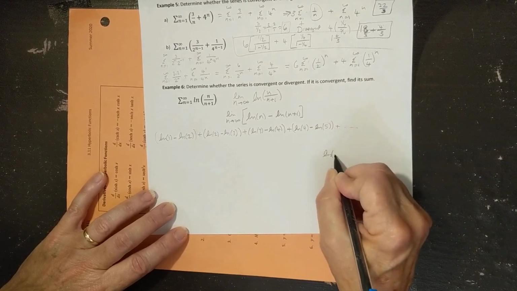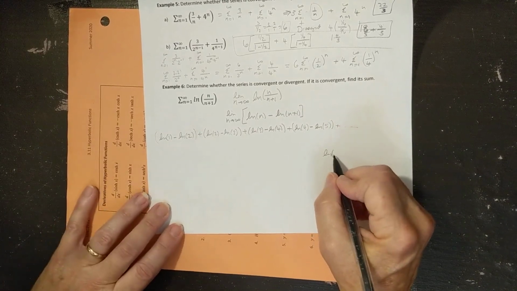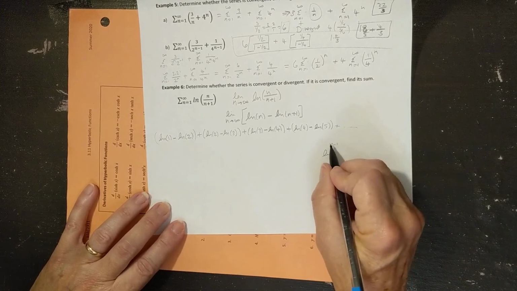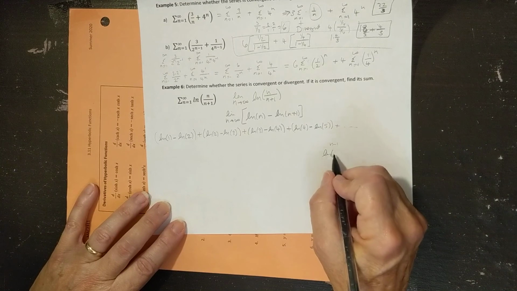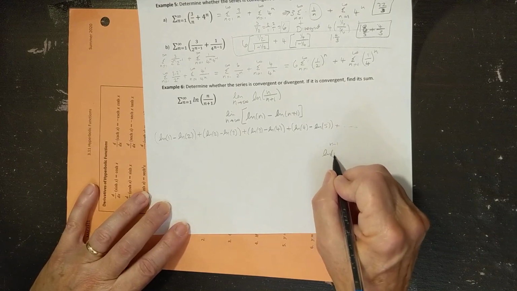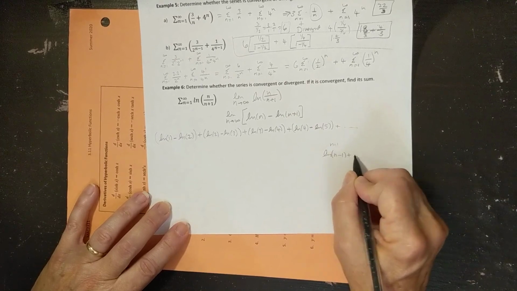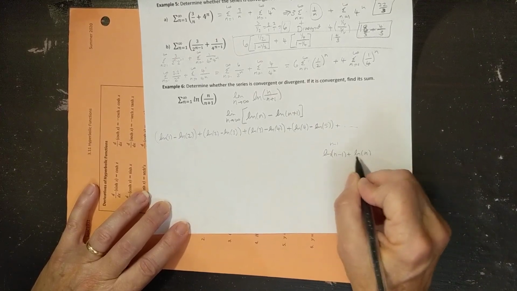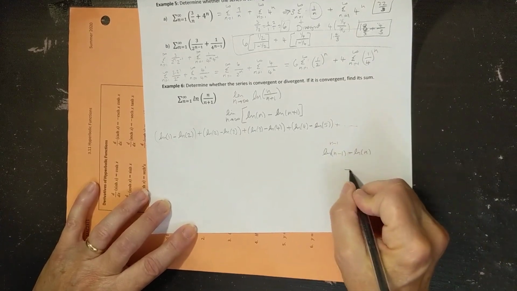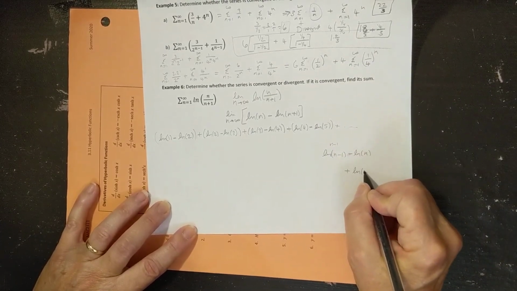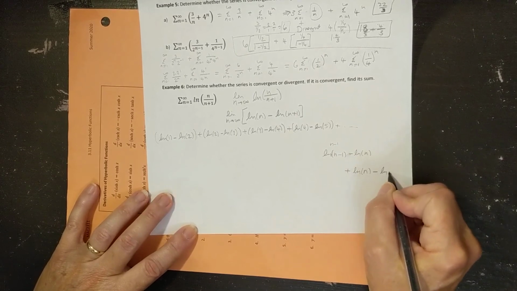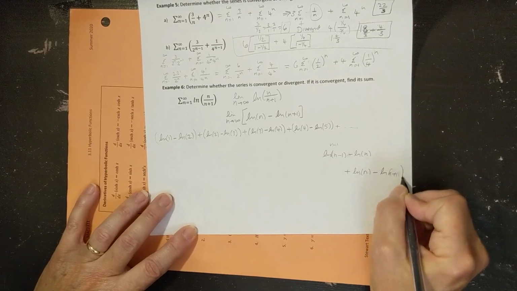Natural log of, well, I get down here to n minus 1. Let's look at the n minus 1 term. Natural log of n minus 1 minus the natural log of n. And the last term will be plus the natural log of n minus the natural log of n plus 1. All right, lay out all these terms.